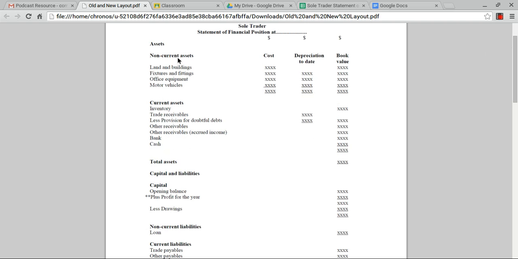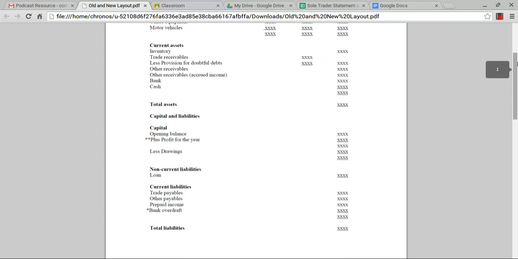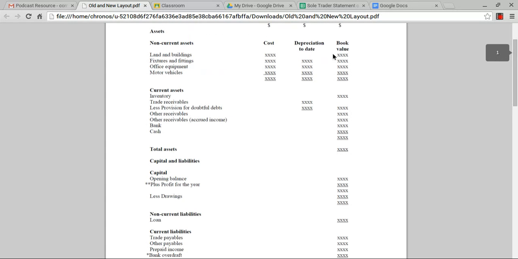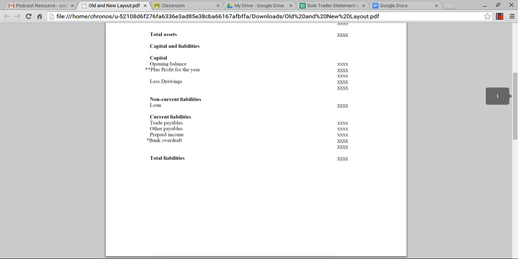Okay, so non-current assets at the top, current assets, add them together. This one here has got the depreciation in. Don't worry about it if you haven't done depreciation yet. Just put in the total values. And then we've got the capital and liability section, capital, non-current liabilities, current liabilities, and total liabilities.